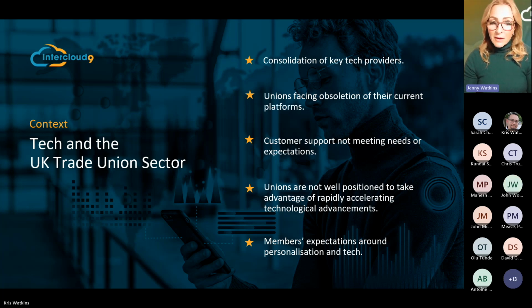And whilst in that state, many unions are seeing poor customer service from some of the key tech providers in the sector, so they're unable or unwilling to meet those needs or expectations that you as customers have every right to expect. That leaves many unions not well positioned to take advantage of technological advancements to drive efficiency gains that are so important when income is challenged, including, of course, AI, which we'll touch on a bit more later on.